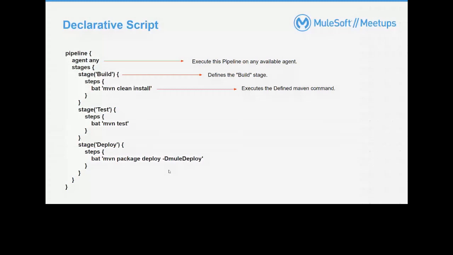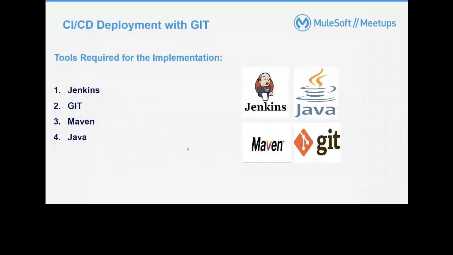Coming to the next part, the CI/CD deployment and the demo. Before starting with that, there are a few tools we require for the CI/CD pipeline. First is Jenkins, which I explained. Then Git, which we will be using as a code repository. Then comes Maven, a build tool which executes our pipeline steps, and Java. We require these four to run this demonstration.